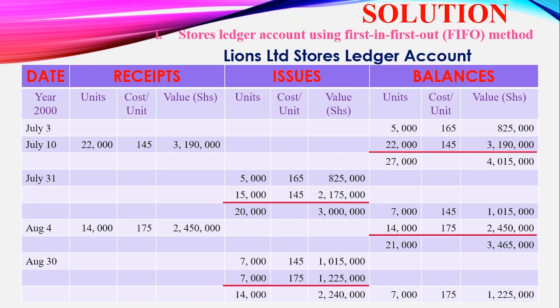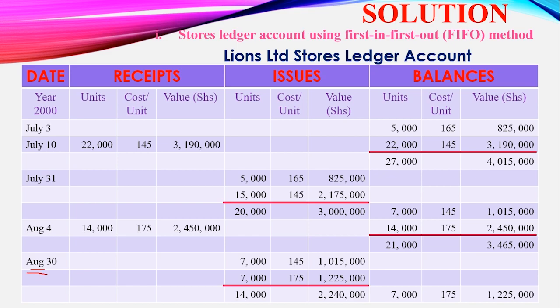Because we have acquired new stock, it's going to increase the balance that we had. We had 7,000 units remaining, but now we are going to include 14,000 more units so that we have a total of 21,000 units. The values are given there for each and every stock, giving us a total value of 3,465,000. We go to the next date.